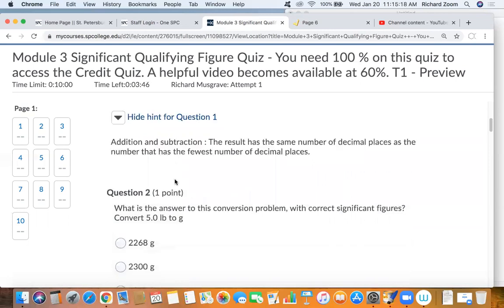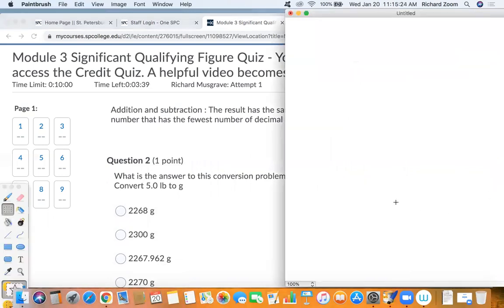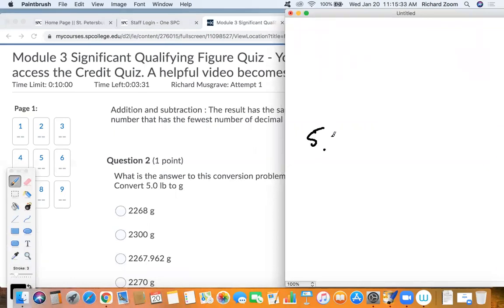So don't forget about the hints. The hints are important here. Now, when you're doing conversions, I'm actually going to do this conversion here, or at least show you how it would work. So it's 5.0 pounds, and we're trying to convert it into grams.